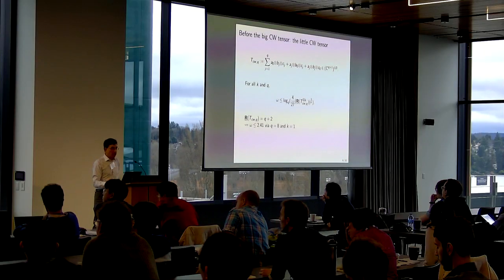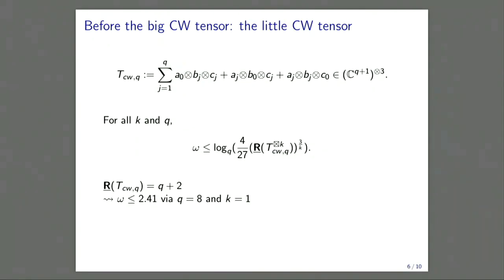So this very simple looking tensor was proved to have border rank q plus 2. It could have been q plus 1, but it's not. And you get that the exponent is less than 2.41 using this when you plug in q equals 8 and k equals 1. And that was, for a little while, the world record.